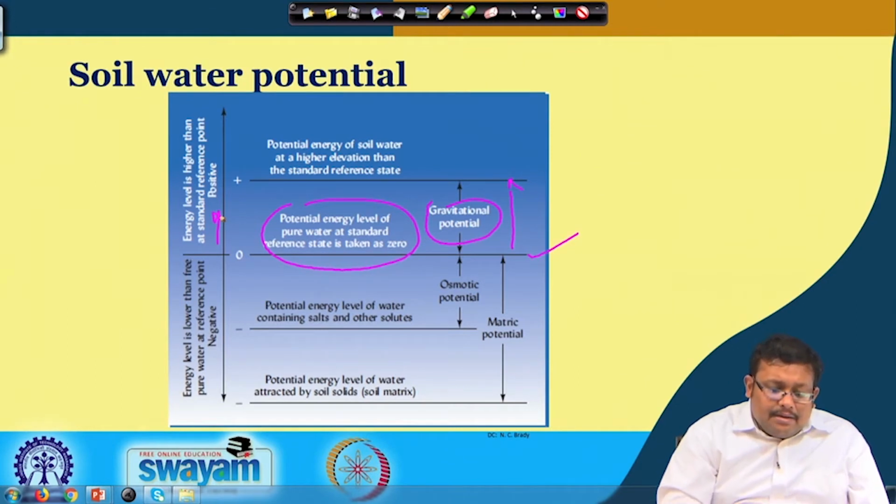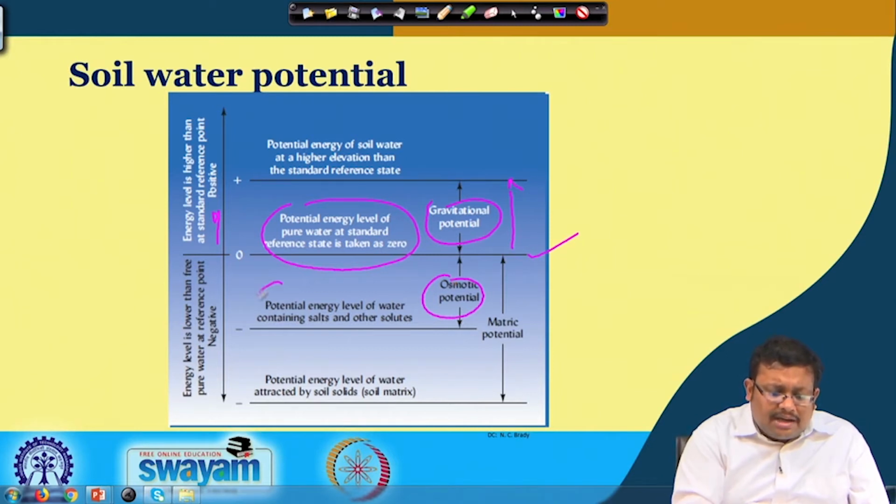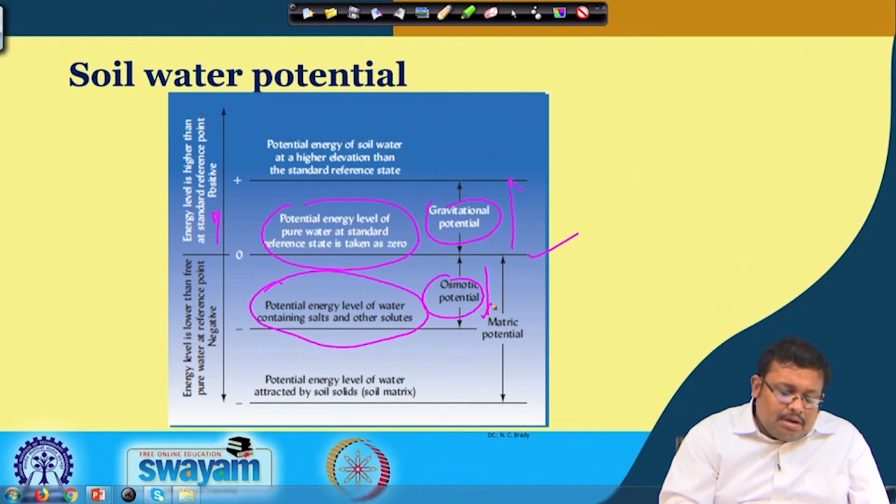Below this reference state there will be osmotic potential. So, what is osmotic potential? It is the potential energy level of water containing salts and other solutes. We will discuss this later on, and as a result it will be negative, the energy level is lower than free pure water at the reference point.